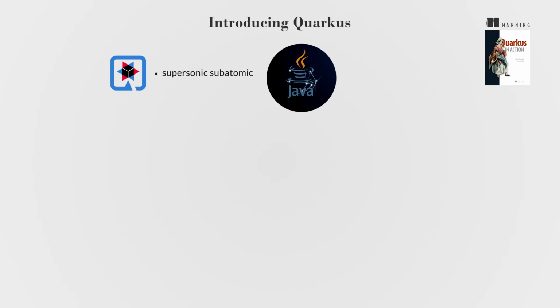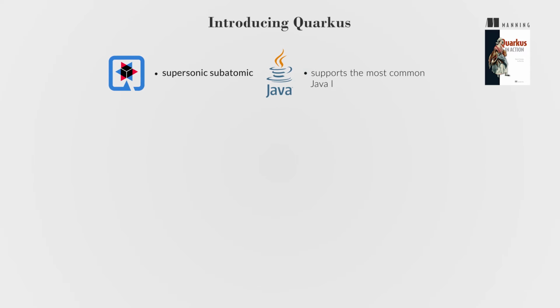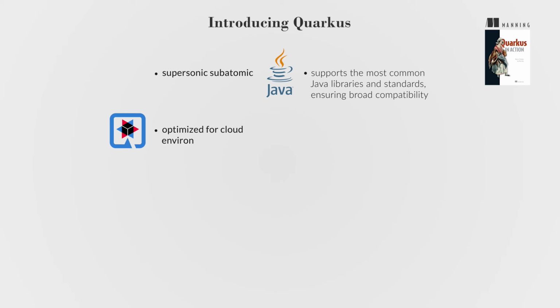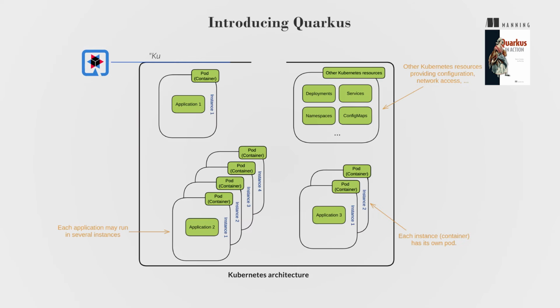Quarkus is referred to as supersonic subatomic Java, highlighting its design for a small memory footprint and high-speed operation. It supports the most common Java libraries and standards, ensuring broad compatibility. Specifically, Quarkus is optimized for cloud environments, including Kubernetes and OpenShift, and is well-suited for serverless architectures. Quarkus is Kubernetes native, streamlining the build and deployment process for Java applications in the cloud and integrating cloud platform features.